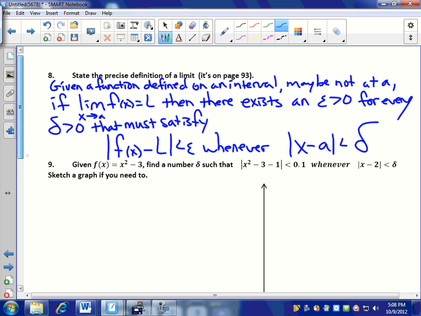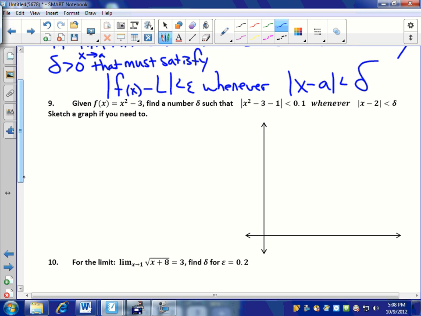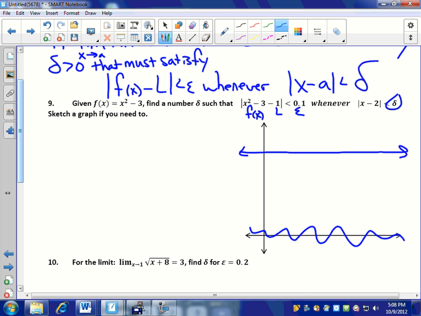So let's use it. This is f of x. This is L. This is epsilon. I'm looking for delta. Let me get rid of this because it's bad. I want to draw my graph. That's a parabola shifted down 3 units. I draw it like that. Have this be 1.